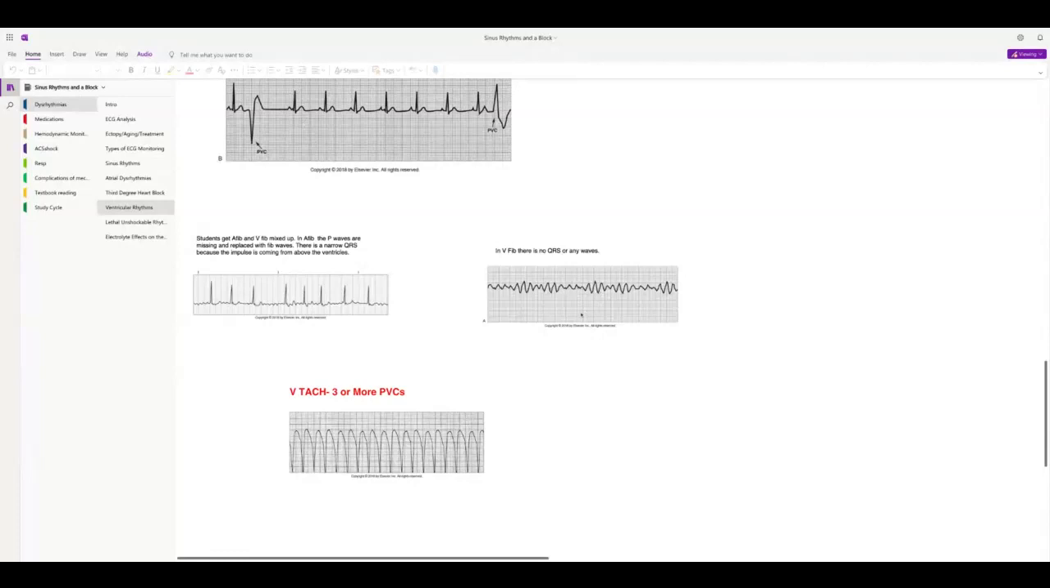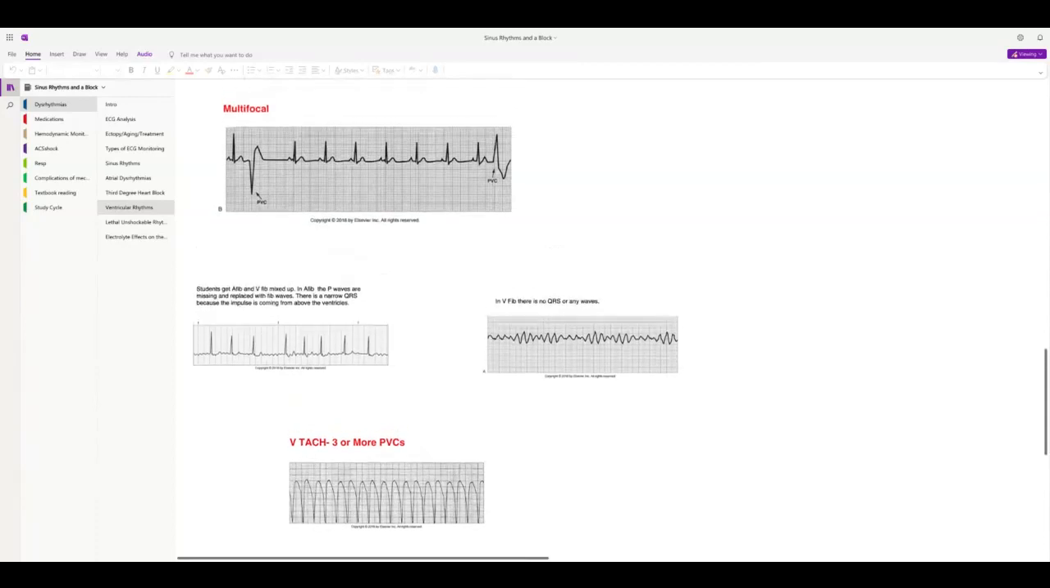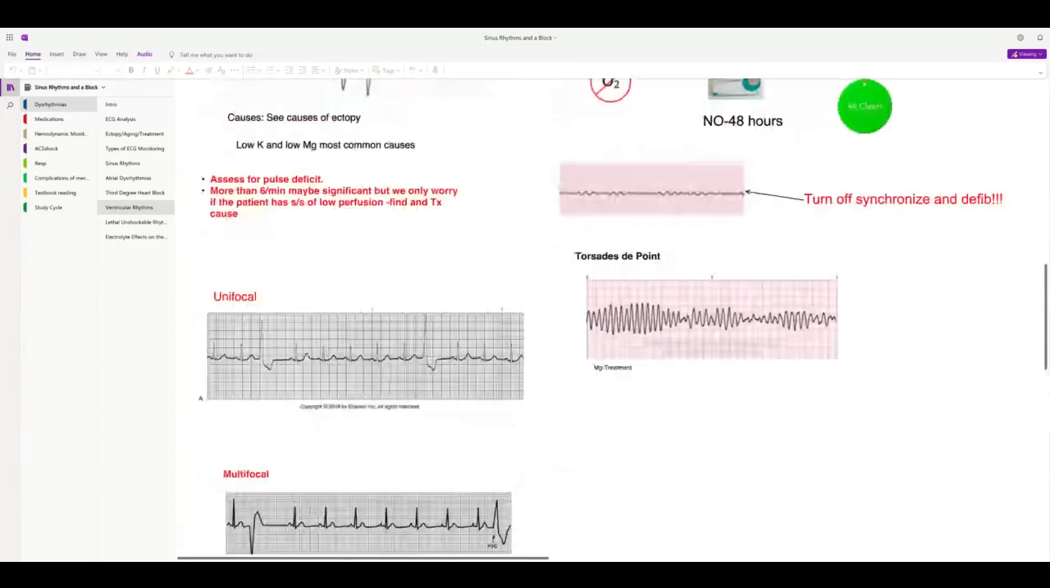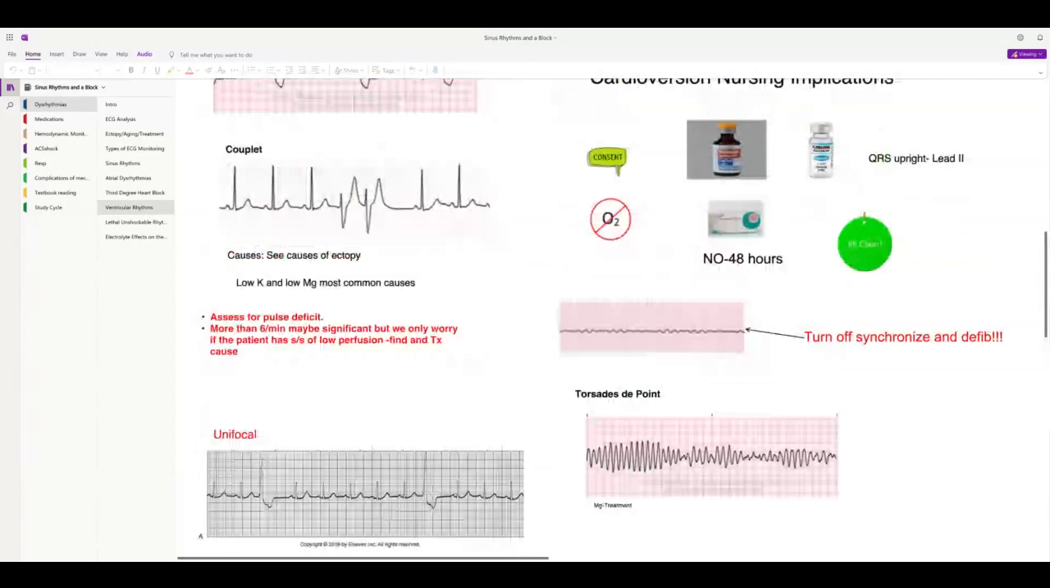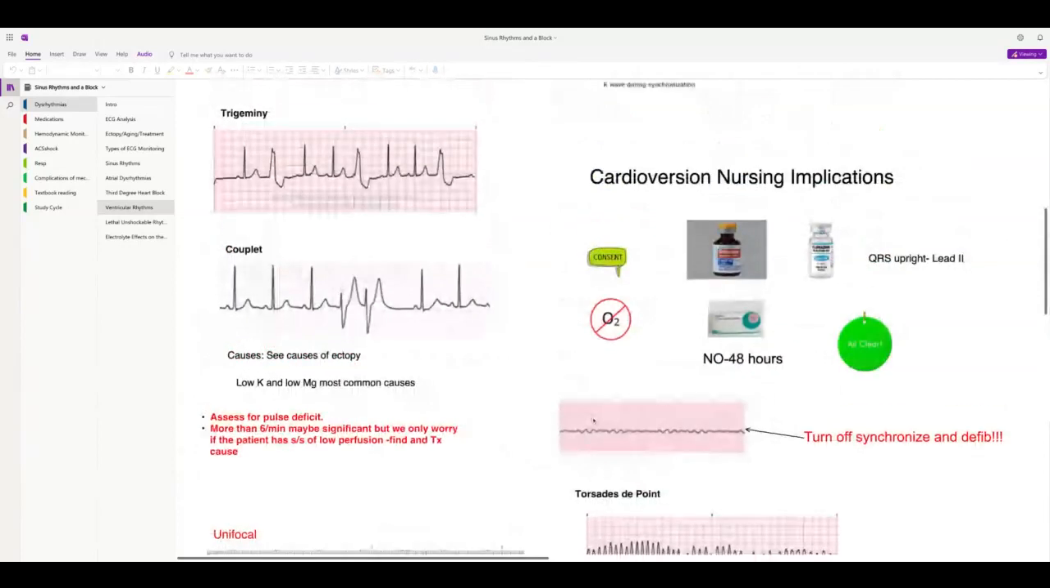So with VFib and VTAC without a pulse, these patients are dead. Okay, VTAC and VFib without a pulse, they're dead. They get defibrillation. These are the only two rhythms that get defibrillation. With VTAC, remember you have to check the LOC and vital signs before you defibrillate somebody, because they could just be sleeping. But with VFib, you're going to defibrillate. That's your main goal.